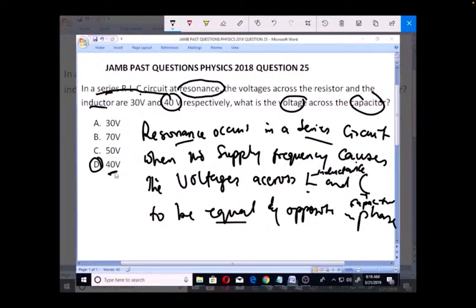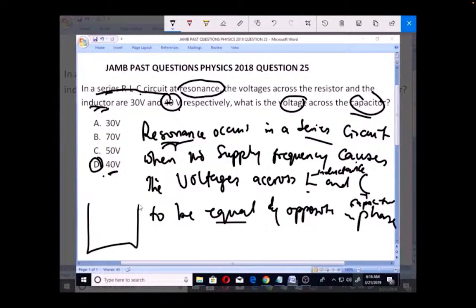So D is the right option as the answer. Whenever there is this phenomenon called resonance, that means that the voltage across the capacitor and that across the inductor should be the same. They should be equal. So since the voltage on the inductor is 40, that of the capacitor is also 40. So that makes D the correct answer.